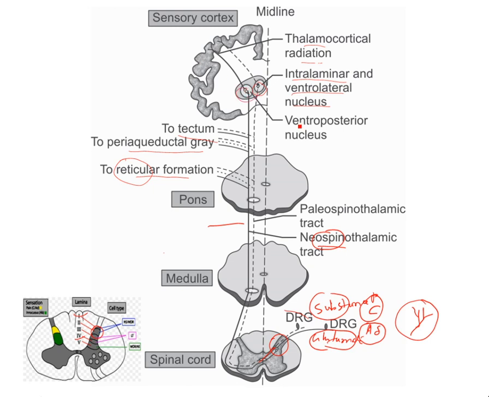ventro posterior nucleus, where they have a topographical representation of the body part as well. From here, third order neuron goes to the specific part of the cerebral cortex, where there is a topographical representation of the entire body.